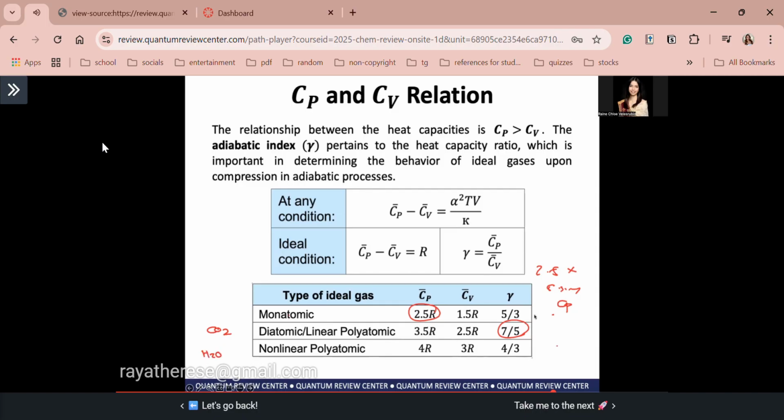Actually, guys, you don't need to memorize the gamma. You can just take Cp over Cv of these values. Again, these are the heat capacity values for monoatomic, diatomic, linear polyatomic, and nonlinear polyatomic ideal gases. Again, this table is only applicable for ideal gases.